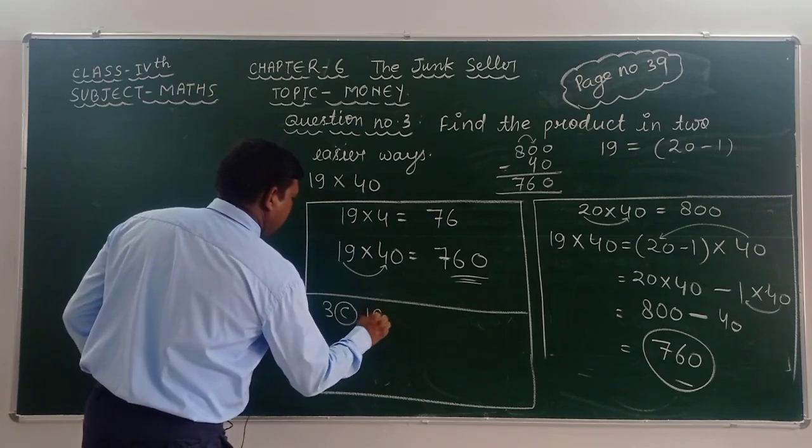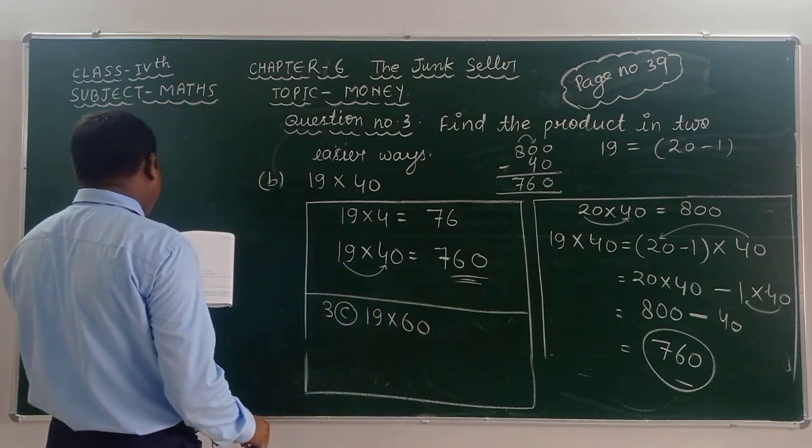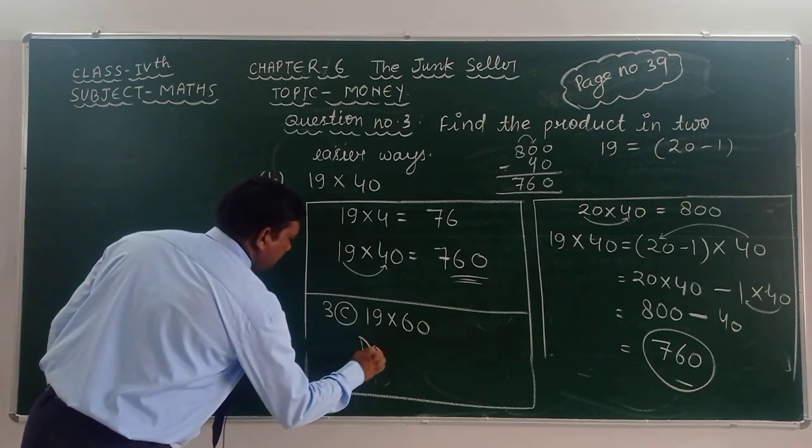Here given that 19 into 60. Distance, question number 3 of C: 19 into 60. Do it yourself.